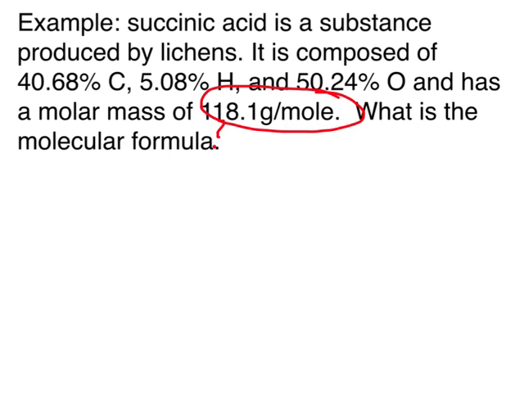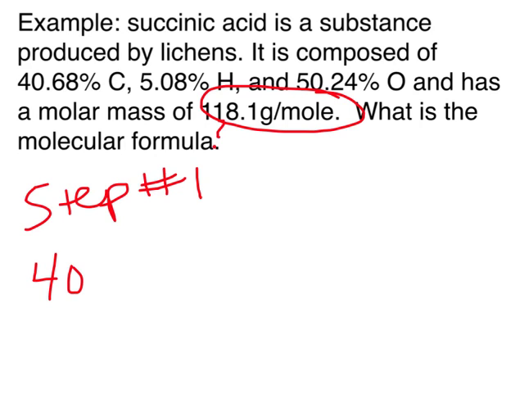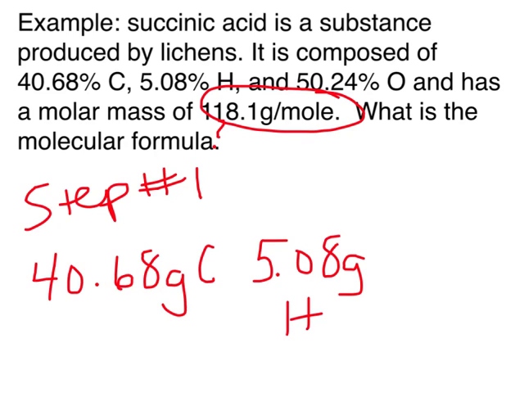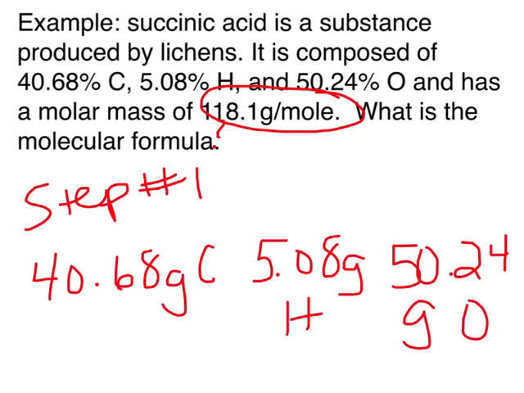Okay? So we're going to follow our steps like I did last video, steps 1 through 5. Step 1 was that we were going to convert the percent sign to grams, right? So we have 40.68 grams of carbon, 5.08 grams of hydrogen, and 50.24 grams of oxygen. Okay? Everybody can do that part. Let's go to the next step.